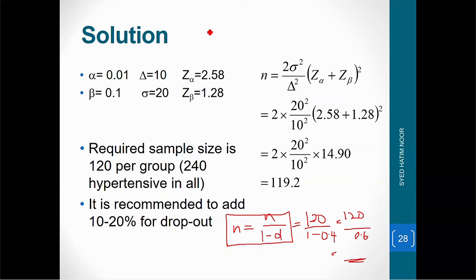Some people calculate like this: N equal to N multiply. That one is wrong. The multiply one is wrong. The correct one is this one: N divided by 1 minus your dropout or non-response rate.